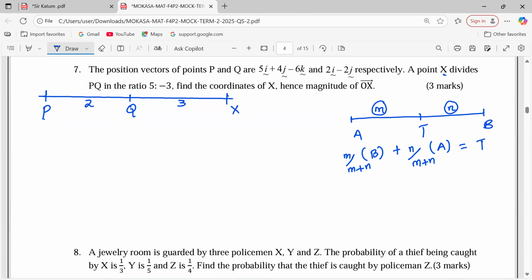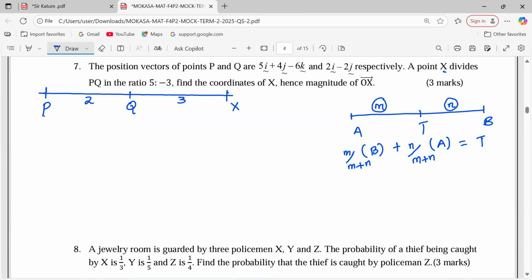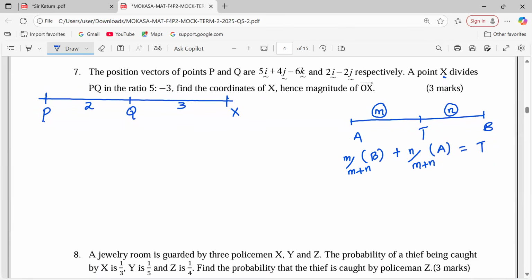If that's the general ratio theorem, allow me now apply the same in what we are having here. Before I proceed to apply, allow me have the column vectors for P and Q. This is 5, this is 7, and this is negative 6k, that way. Then at Q, we are having 2, minus 2, and a 0 for k.